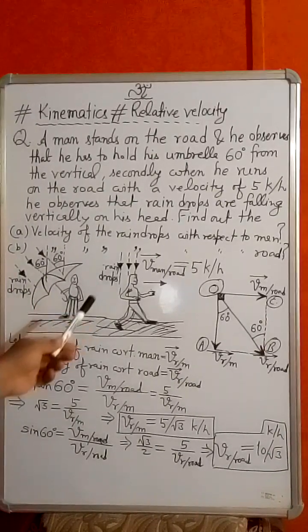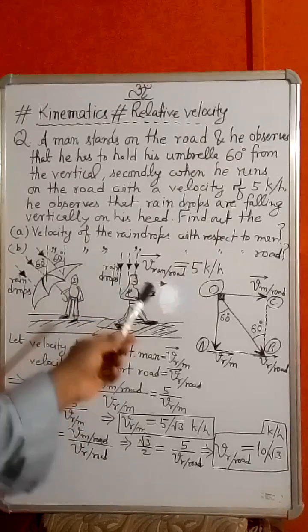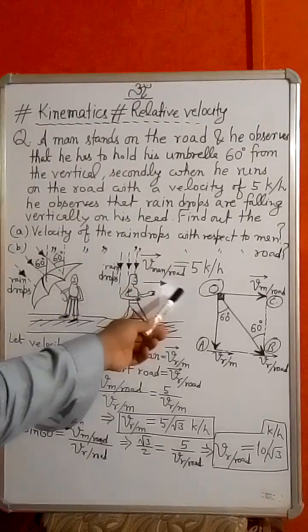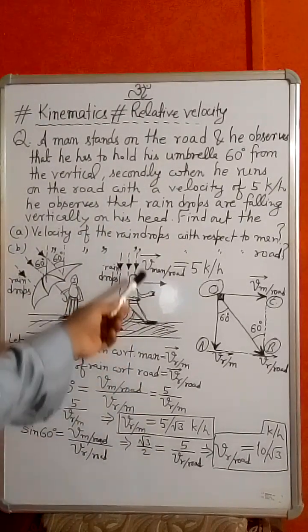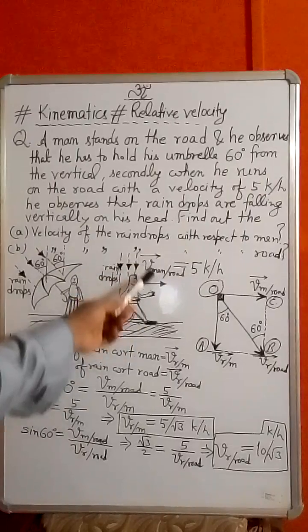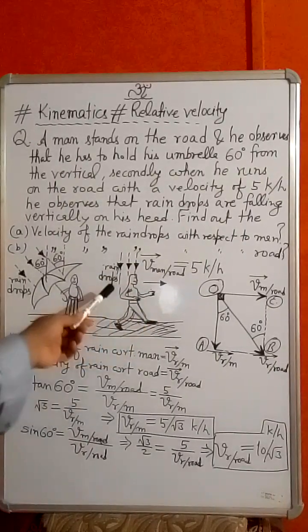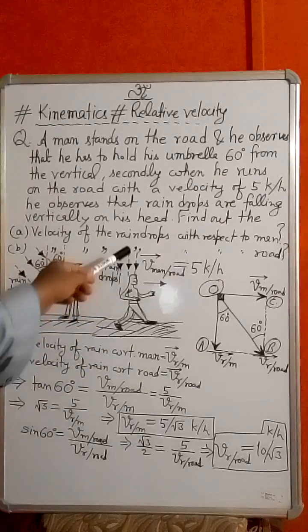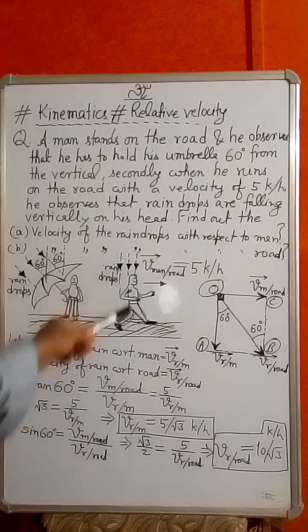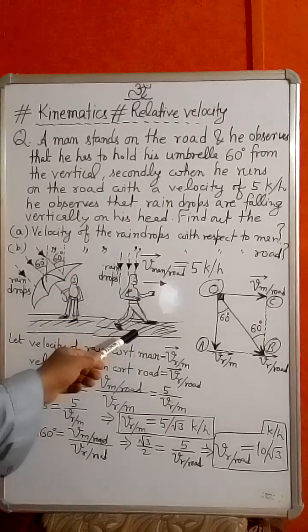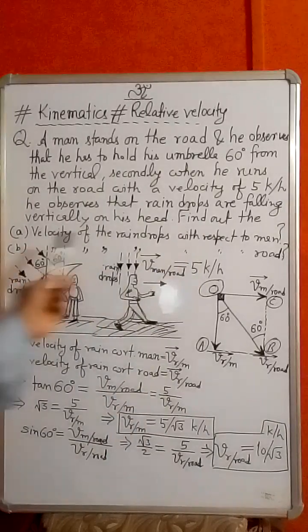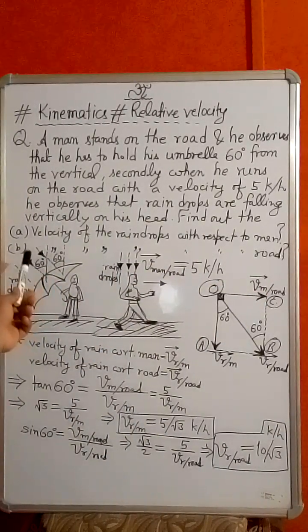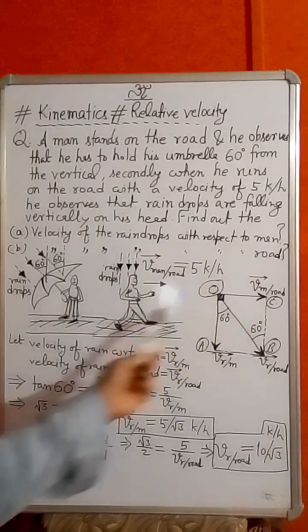Now in case number 2, what happens? He leaves the umbrella and he starts running with a velocity of 5 km/h on the road. It has been given by the problem. So this 5 km/h is basically the velocity of man with respect to road. This point is clear. And then he observes that the raindrops are falling vertically on his head. We need to find the velocity of the raindrops with respect to man, and in part 2, the velocity of the raindrops with respect to the road.